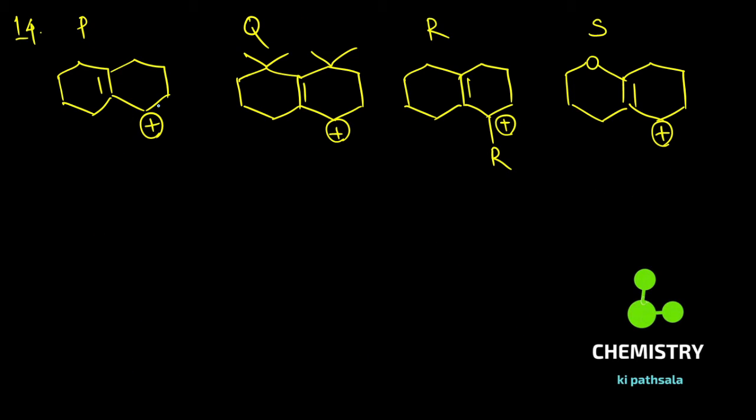Now in case of 14, you find alpha hydrogens are there, already 2. So this is 2, this is 3 and this is 2. Correct? Now in this case what is happening here? Now you make a resonance here. So what do you get?